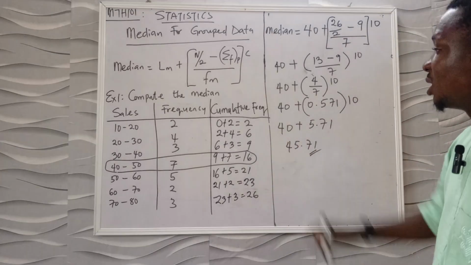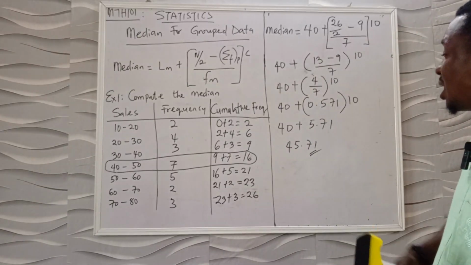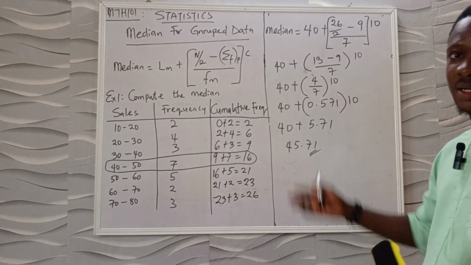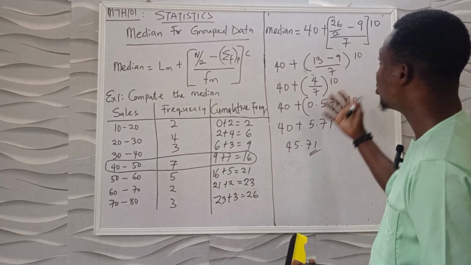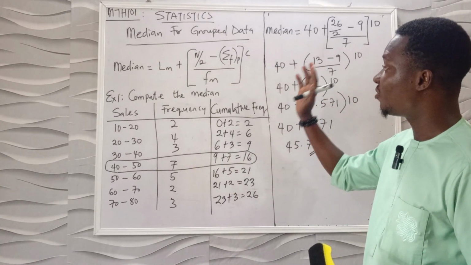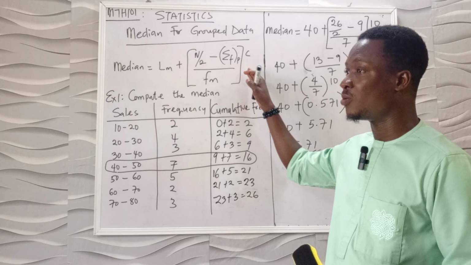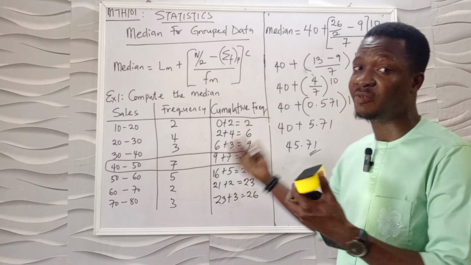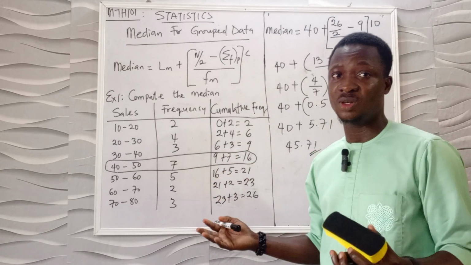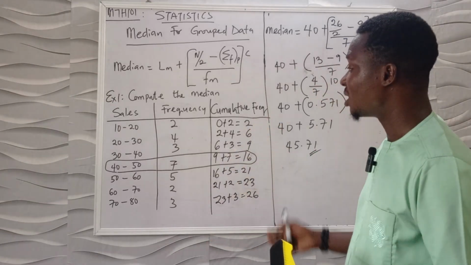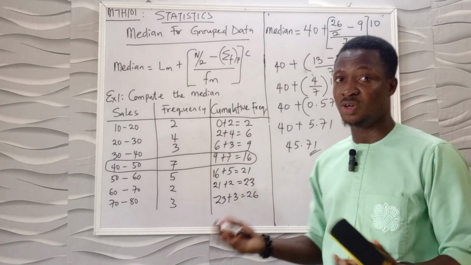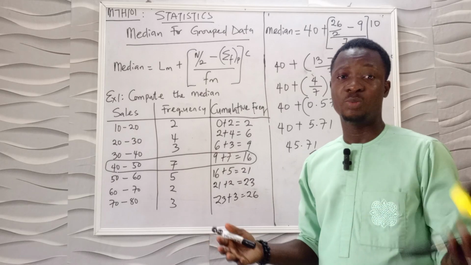45.71 happens to be our median. So by the time you go through all this, the first thing you need to do is to understand the formula. Once you understand the formula, then you'll be able to navigate through whatever question may come your way. I believe that with this very example, you've been able to understand how to solve median for both grouped and ungrouped data.